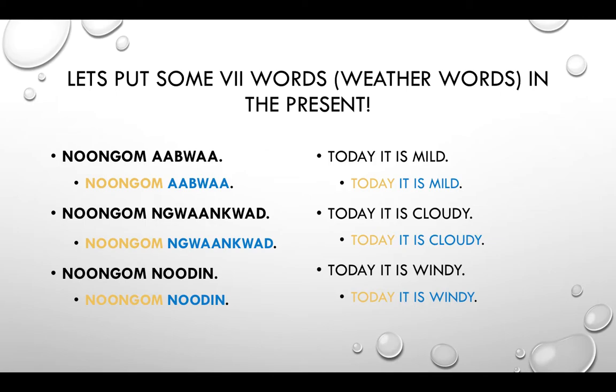So when you use words like nongum, today, you don't need any tense marker. But if you use a word like jinaga, don't forget to add gii to the front of your VII words or your verbs.